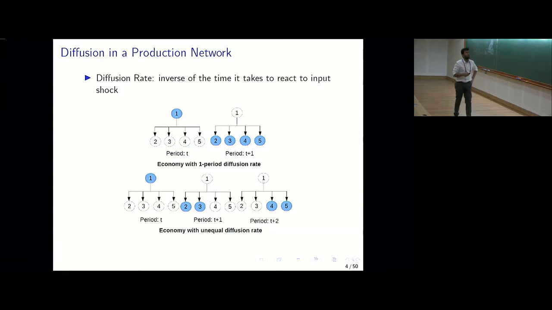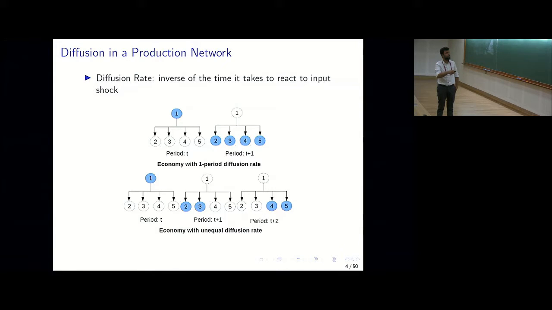For a lot of people who have worked with physics, it's simple: it's the inverse of the time it takes to react, or in the case of a gaseous medium, how quickly those different molecules pass around. But in the case of economics, the way to think about it is the following. Most of the models which are written down are some kind of a one-period diffusion rate model. And what do I mean by that?